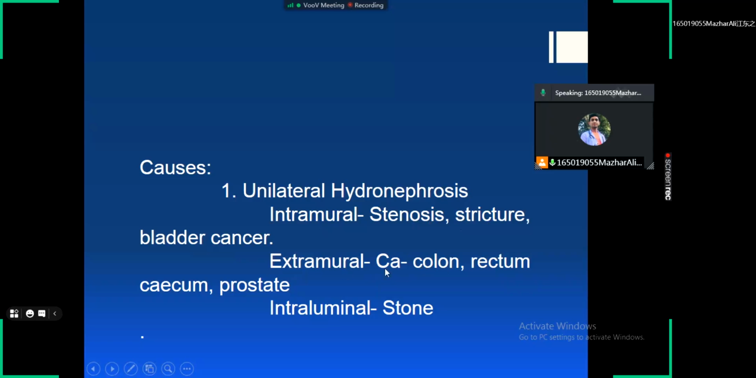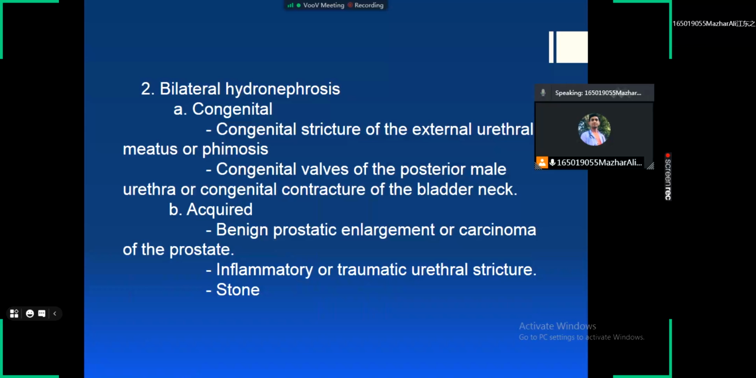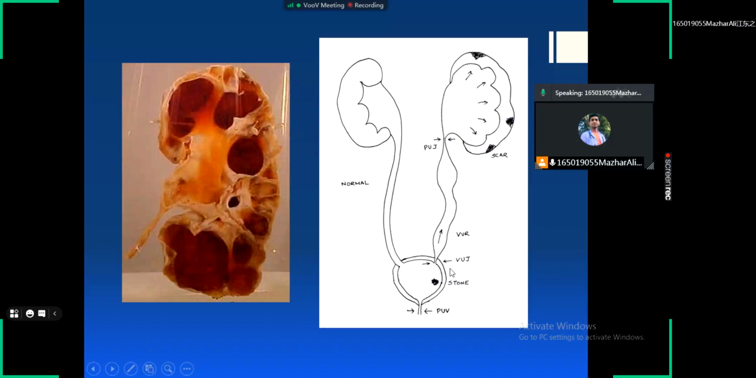Then extramural causes mean, for example, CA colon. The colon is an intestine lying in front of the ureter. So when there is a CA colon, it can metastasize and put pressure on the ureter, so it becomes stenosed and leads to hydronephrosis. Then rectal pathology, CA rectum, prostatitis, and BPH can lead to this. And intraluminal means stone. So you can see the pelvic junction, vesico-ureteric junction, vesico-ureteric reflux, pelvic ureteric junction. It can lead to enlargement of the kidney.